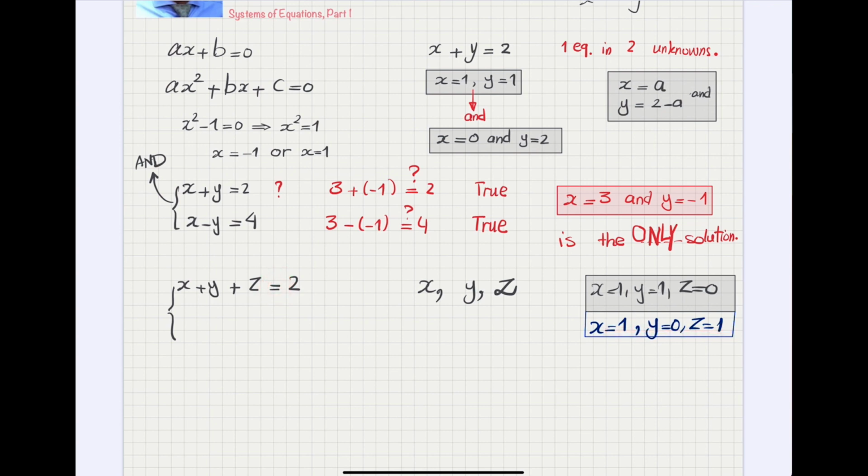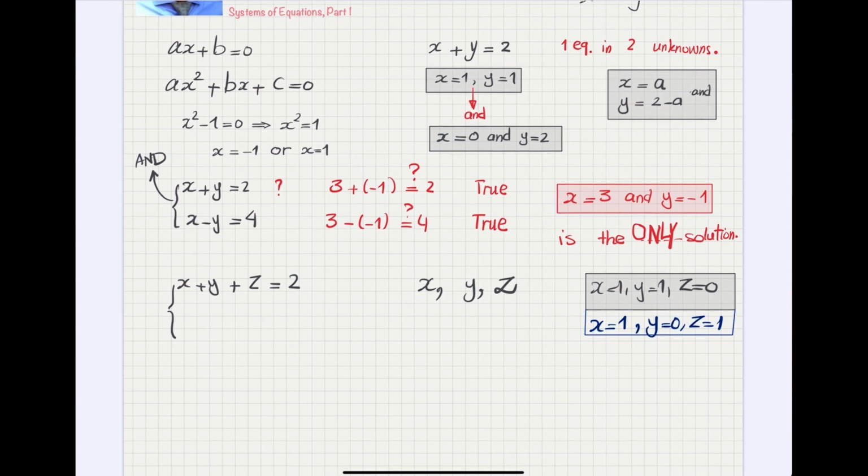That's a solution. Now let me add one more equation to this. For example, let me add this equation: x plus y minus z equals 4. Now, in principle, this is a rule of thumb. It is much harder than what I am saying. I am giving you the simplified version.